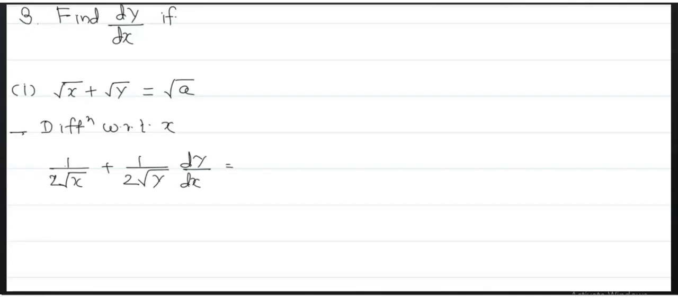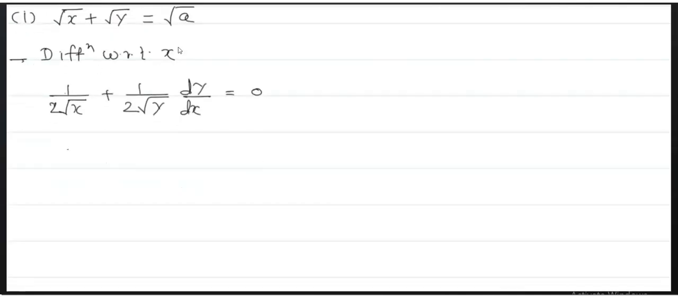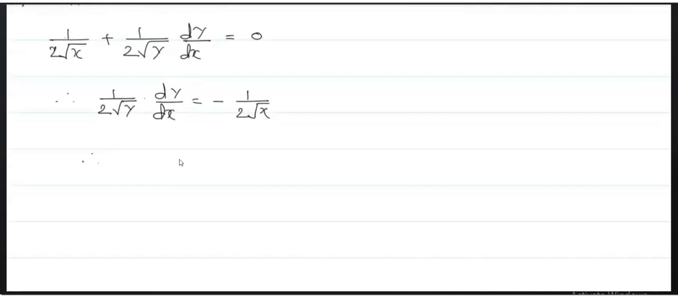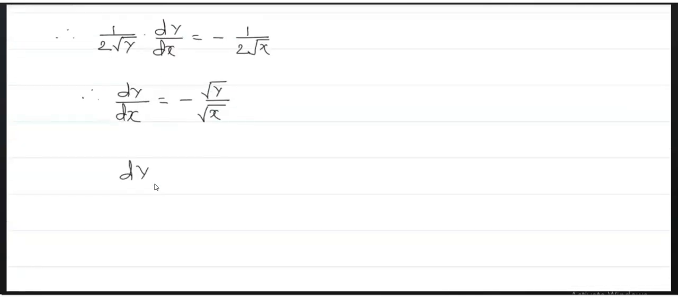The derivative of root x is 1 upon 2 root x, and derivative of root y is 1 upon 2 root y into dy by dx is equal to 0. Therefore 1 upon 2 root y into dy by dx is equal to minus 1 upon 2 root x. Therefore dy by dx is equal to, these 2 get cancelled, then you will get dy by dx is equal to minus root y upon root x.